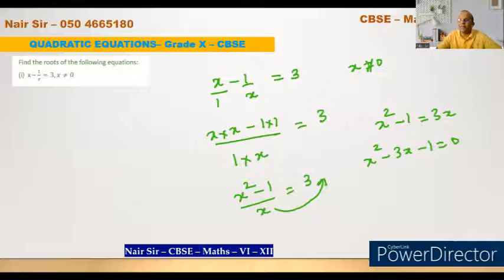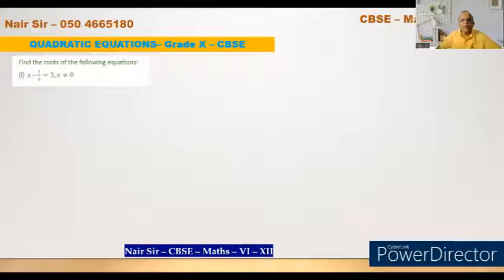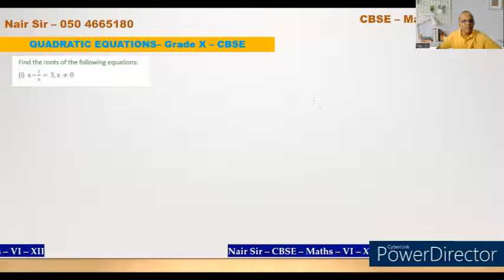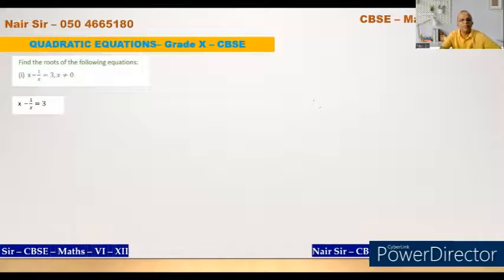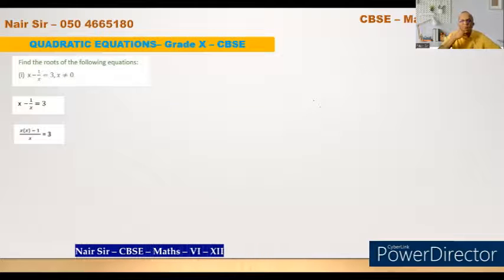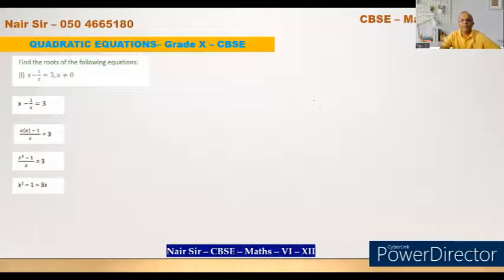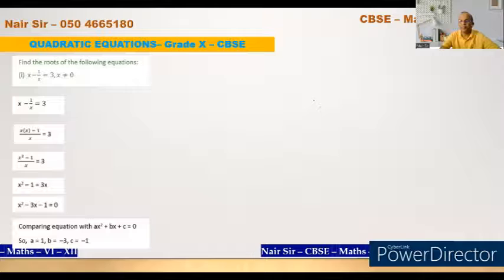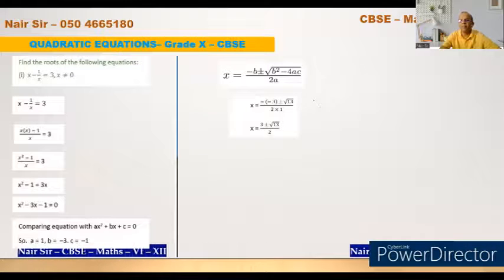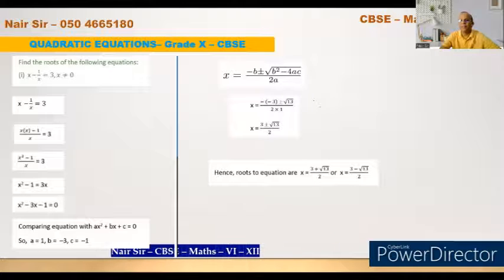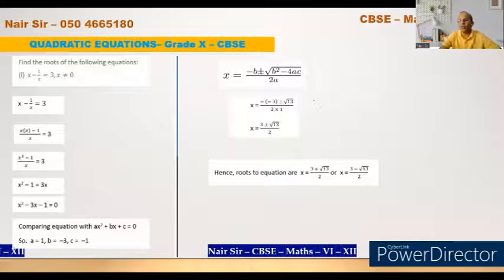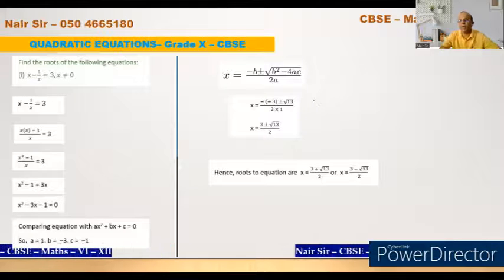Have I got the quadratic equation? Now can I find the solution? Whichever way you want to find it. If you are comfortable with minus b plus minus root of b square minus 4ac upon 2a, you can do that. All right. Now this is a very, very important step. Remember that. I get the answer as x is equal to 3 plus root 13 upon 2, or x is equal to 3 minus root 13 upon 2.